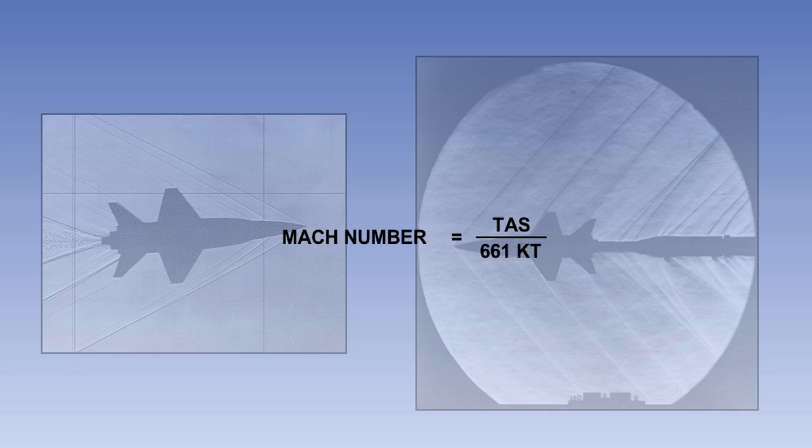At sea level in icy conditions, the local speed of sound is 661 knots. If the true airspeed of the aeroplane is 510 knots, then using the formula on screen, the Mach number is 0.77. In other words, the aeroplane is travelling at about 3/4 of the speed of sound. If the aeroplane were to fly faster, the Mach number would increase. If the aeroplane accelerated to 661 knots, then its speed would be equal to the speed of sound, and the aeroplane would be at Mach 1.